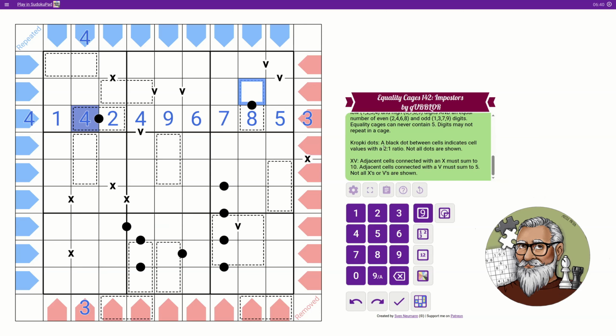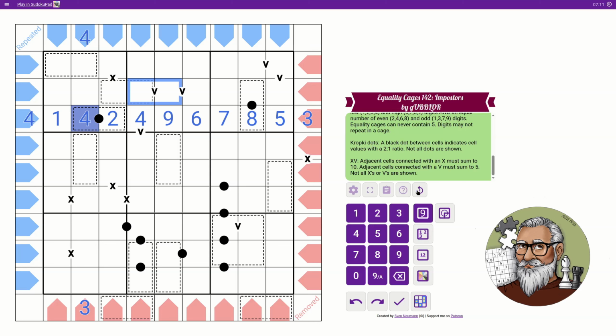Kropki dots, a black dot between cells, indicates cell values with a 2-to-1 ratio. Not all dots are shown. Okay. Adjacent cells, XV. Adjacent cells connected with an X must sum to 10. Adjacent cells connected with a V must sum to 5, and not all X's or V's are shown. Important. There is no negative constraint. Right.